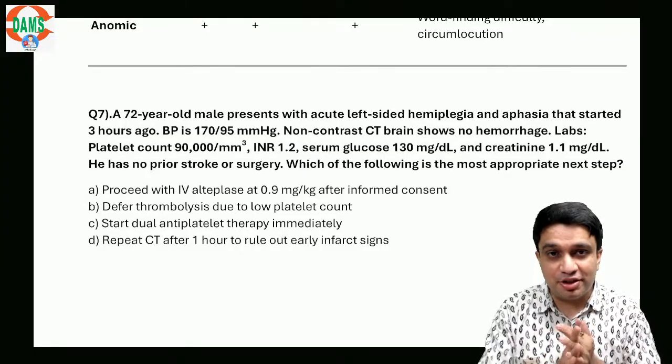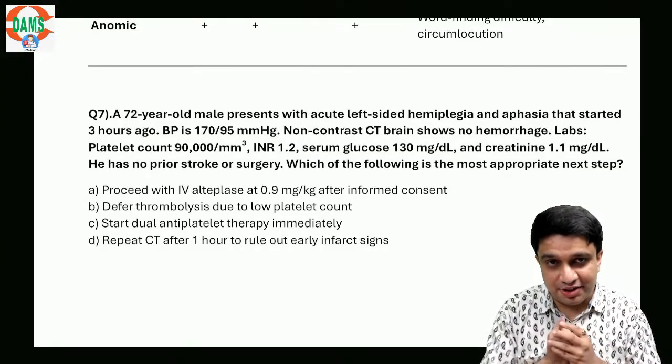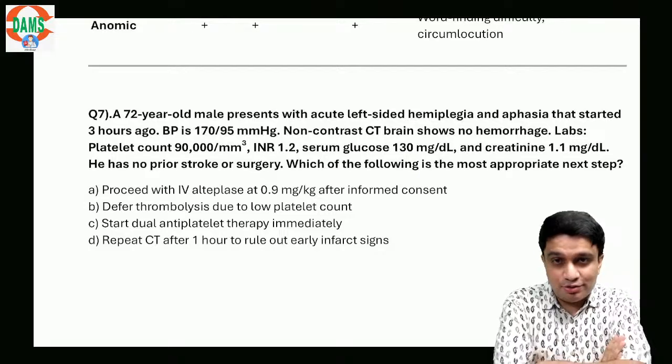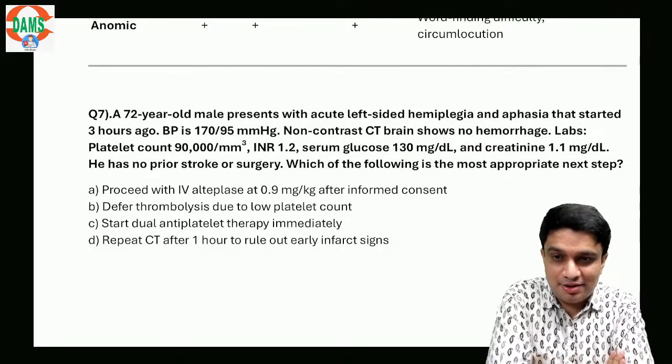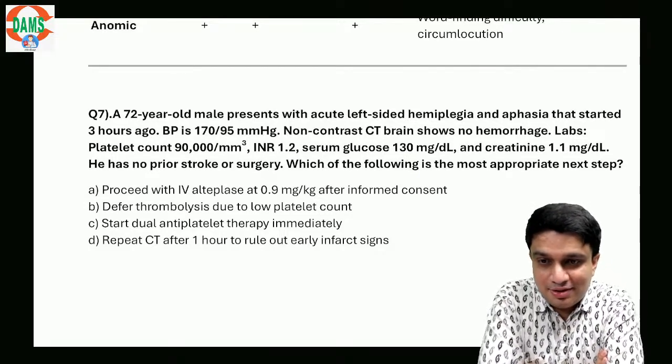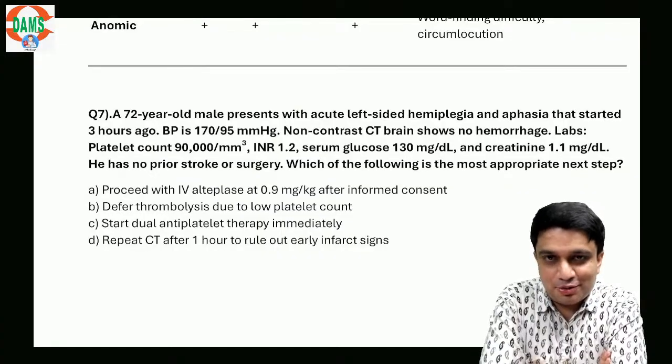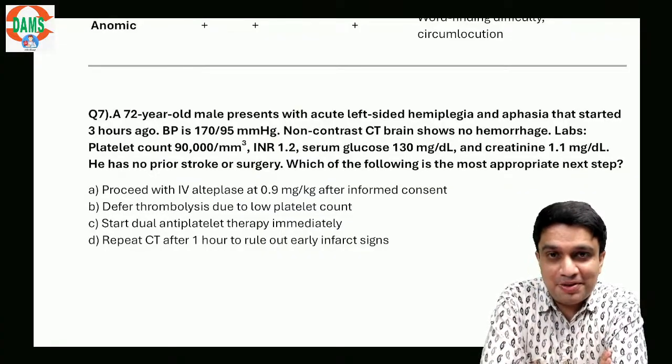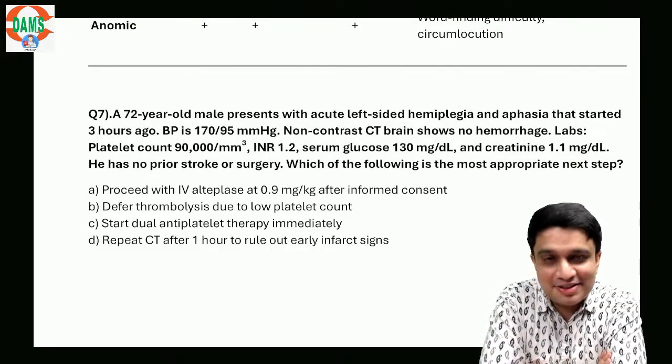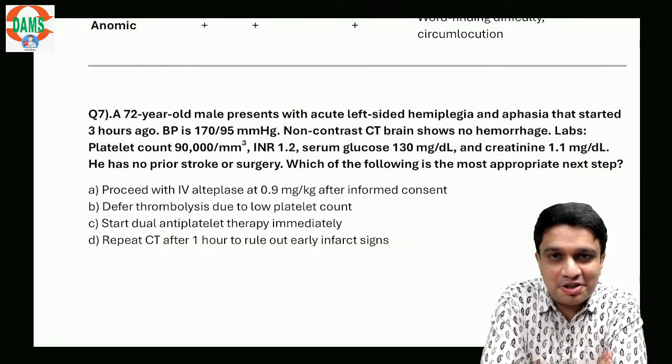72-year-old male presents with acute left-sided hemiplegia, aphasia, 3 hours ago. Blood pressure is 175 and 95. NCCT of the brain shows no hemorrhage. Platelet is 90,000. INR is 1.2. Glucose is 130. Creatinine is 1.5. No prior stroke or surgery. Which of the following is the most appropriate next step?